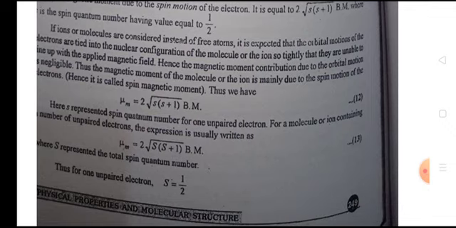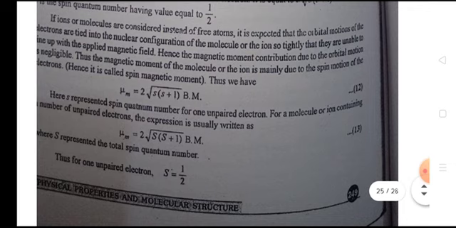If ions or molecules are considered instead of free atoms, it is expected that the orbital motions of the electrons are tied into the nuclear configuration of the molecule or the ion so tightly that they are unable to line up with the applied magnetic field. Hence, the magnetic moment contribution from the orbital motion is negligible. Thus, the magnetic moment of the molecule or ion is mainly due to the spin motion of the electrons.